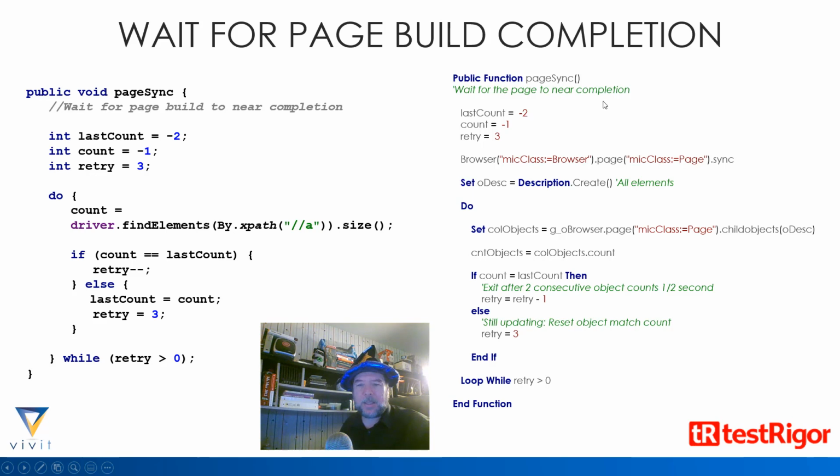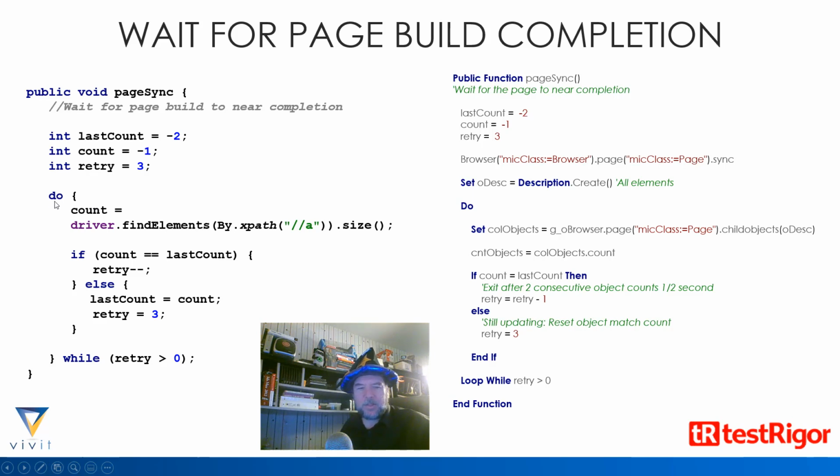So let me walk you through this. This is my page sync method. We're starting off with 3 different variables. They're all integers. Last count, which is the count of how many elements were found the last time we went through this loop, we'll talk about in a moment. Then we have count, which is the count of the elements that we found in the current loop. And then retry is how many times we're going to keep trying this. You'll understand this in a moment.